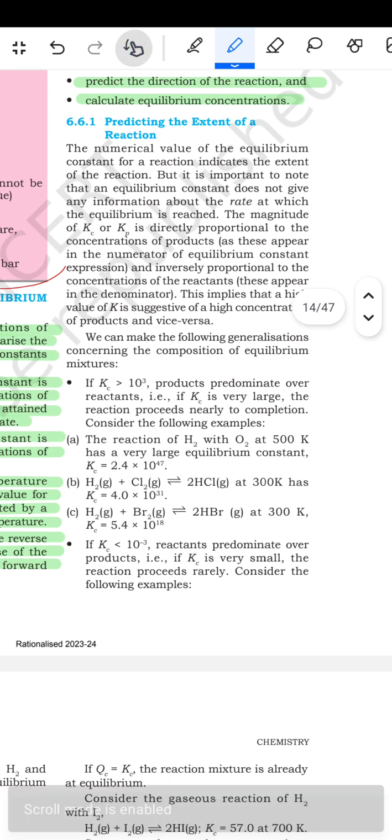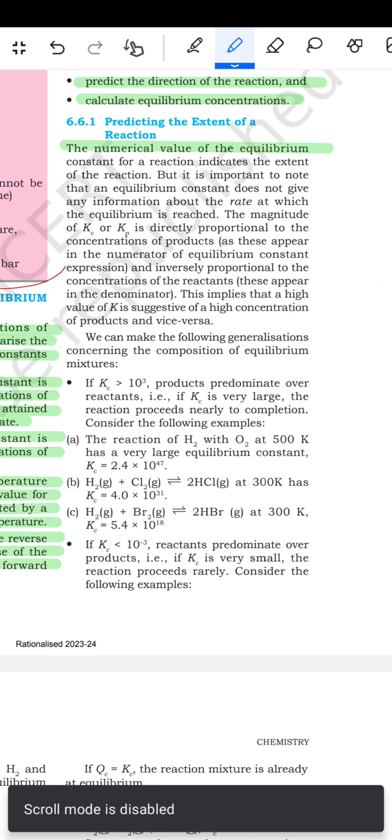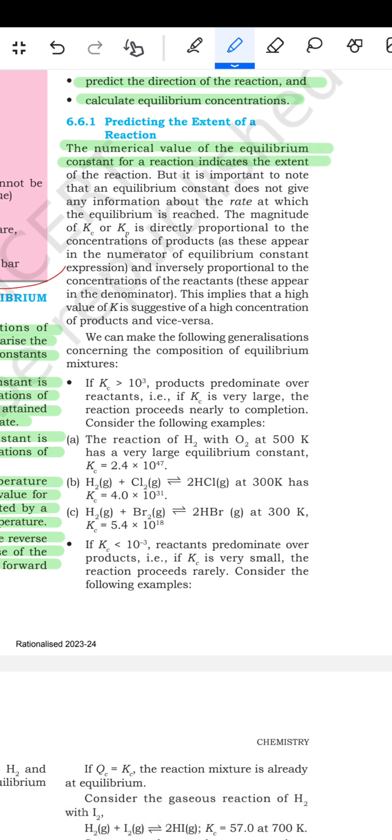अब है predicting the extent of reaction। तो कहता है कि the numerical value of the equilibrium constant for a reaction indicates the extent of the reaction, but it is important to note that an equilibrium constant does not give any information about the rate at which the equilibrium is reached. The magnitude of the Kc or the Kp is directly proportional to the concentration of the products as these appear in the numerator of the equilibrium constant expression, and inversely proportional to the concentration of the reactants as these appear in the denominator. This implies that a high value of the K is suggestive of a high concentration of the products and vice versa.